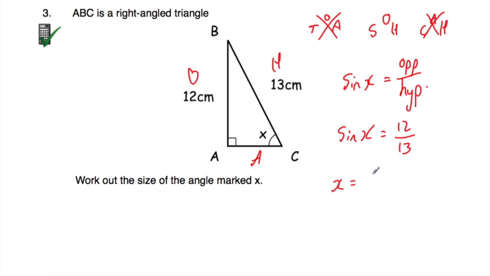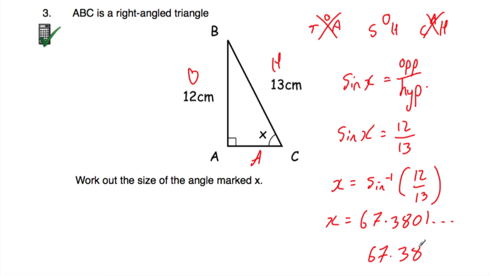So x is equal to the inverse sine, so shift sine on your calculator, open brackets and type in 12/13 and close brackets and press equals. And when we do that, x is equal to 67.3801 and so on degrees. And if we round it to 2 decimal places, that'll be 67.38 degrees. And that's it. So the size of this angle is 67.38 degrees.